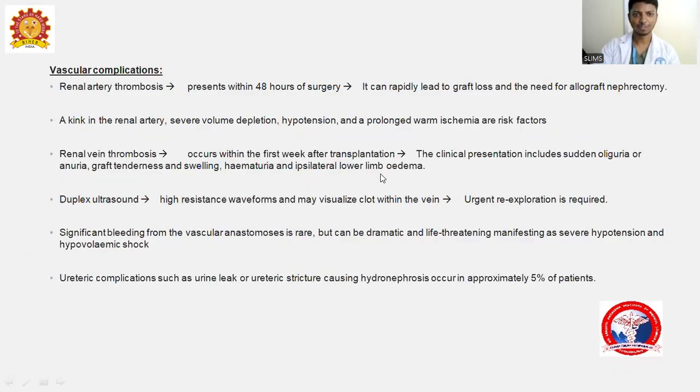Vascular complications. Renal artery thrombosis presents within 48 hours of surgery. It can rapidly lead to graft loss and the need for allograft nephrectomy. A kink in the renal artery, severe volume depletion, hypotension, and prolonged vomiting can be risk factors.